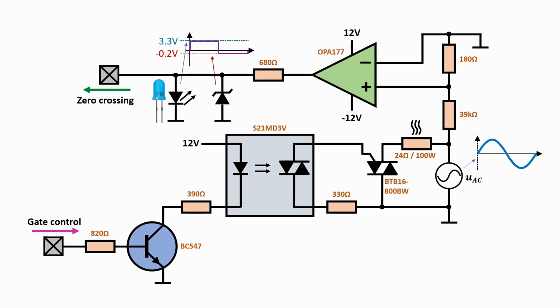The blue LED prevents the output voltage from rising above 3.3 volts, and the Schottky diode prevents any negative voltages below approximately minus 200 millivolts. This is a quick and dirty solution, but it should do the job. Now we can connect the zero crossing signal to the STM32.